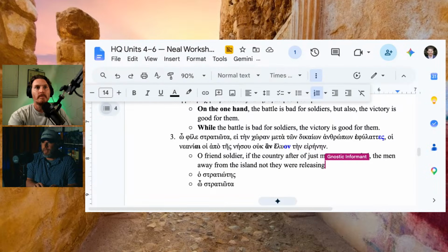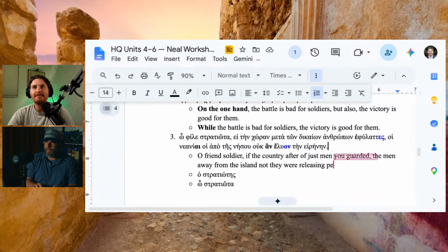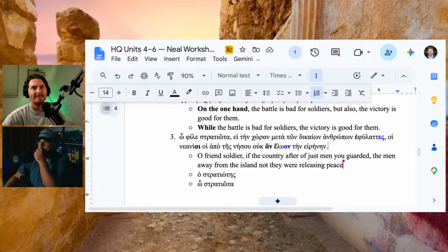Releasing. And then ten eirenen. So wait, what is that again? Eirenen? What is that again? Why am I blanking out on that one? Eirene is peace. Eirene. Peace, yeah, okay. Yeah, ten eirenen. Okay, so this would be, oh soldier. Yeah, oh friend soldier, right? Friendly soldier, you could say.